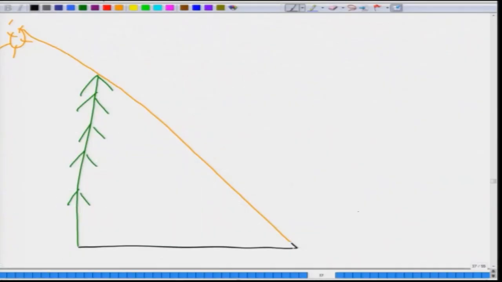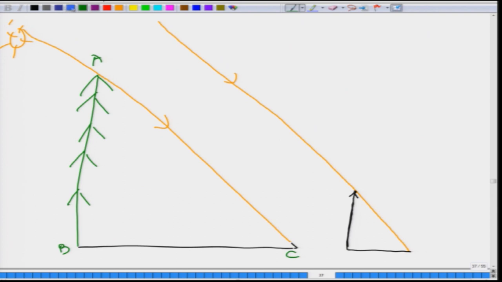So, if you take a rod and put it here, and look at another parallel ray of light, it hits the rod. So, suppose this is your rod and this is the shadow it makes. Now, because both of these rays of the sun are parallel to each other, let us call this triangle ABC and the second triangle DEF.